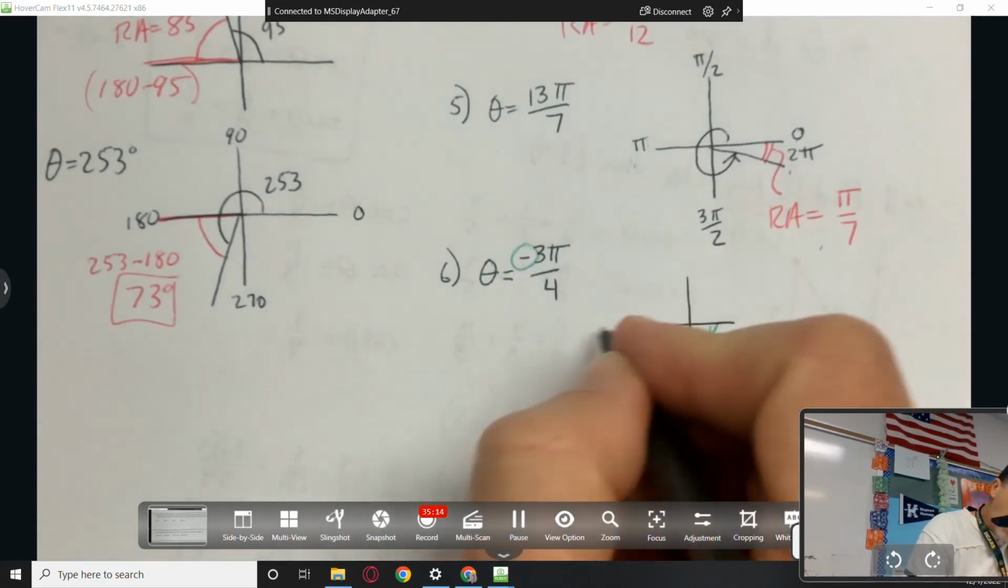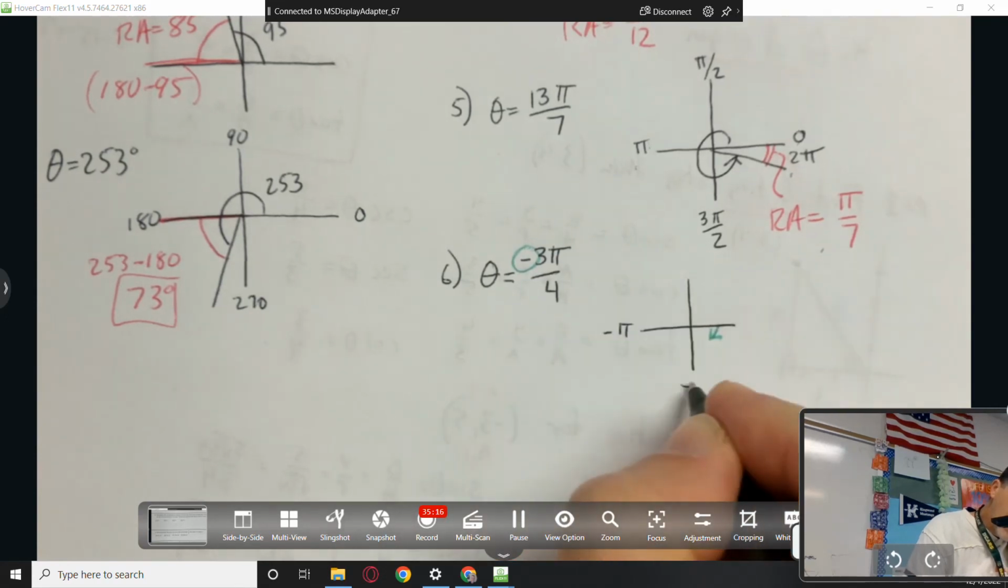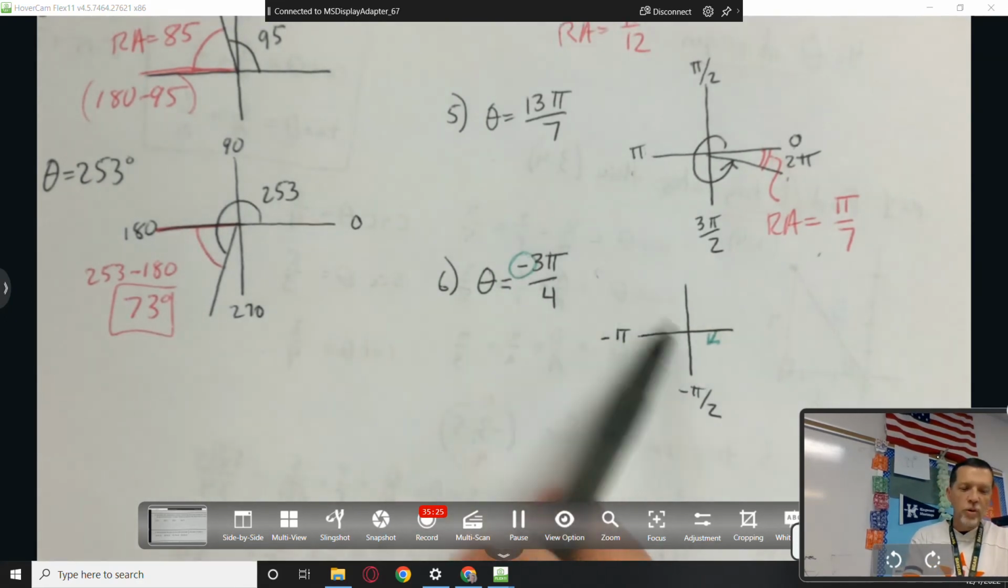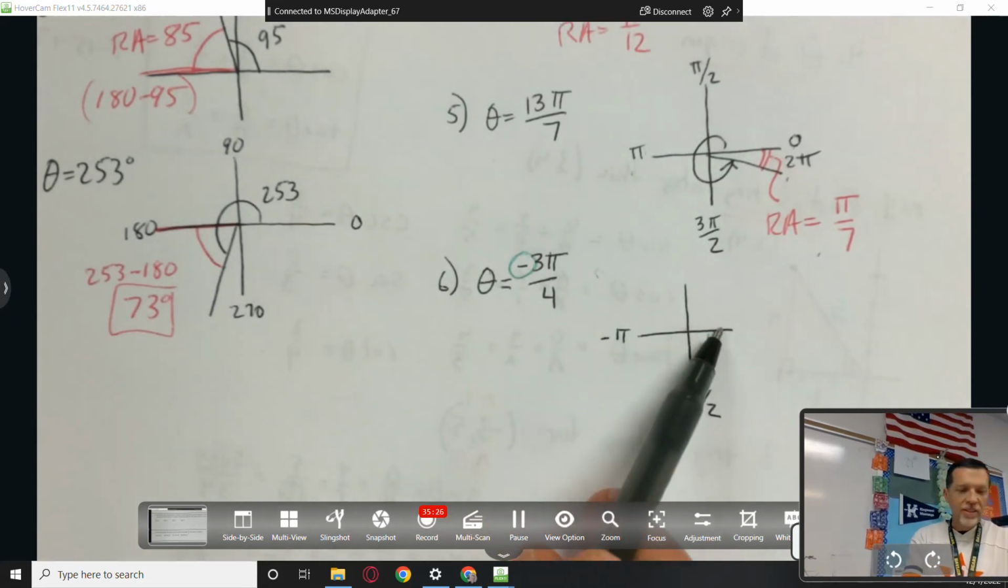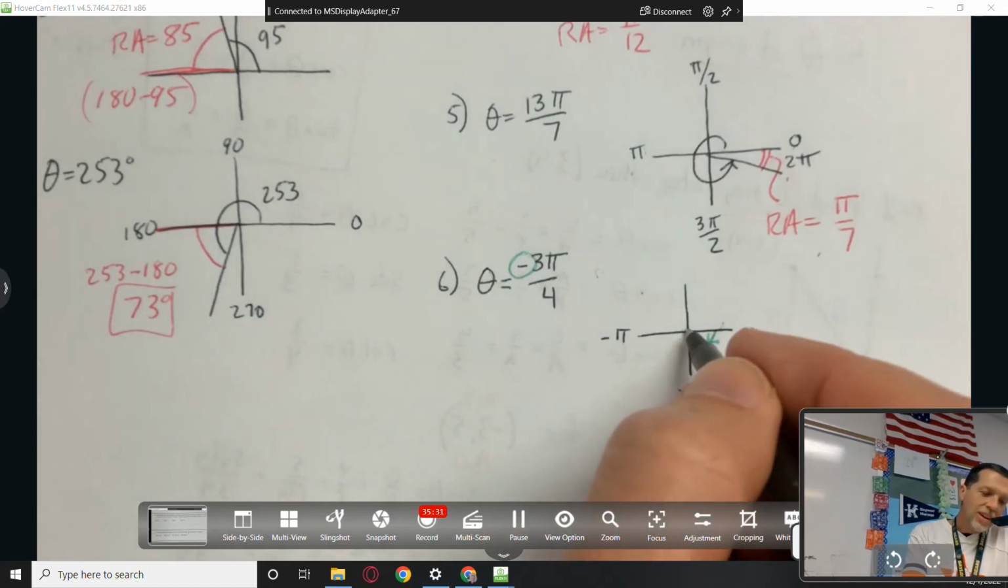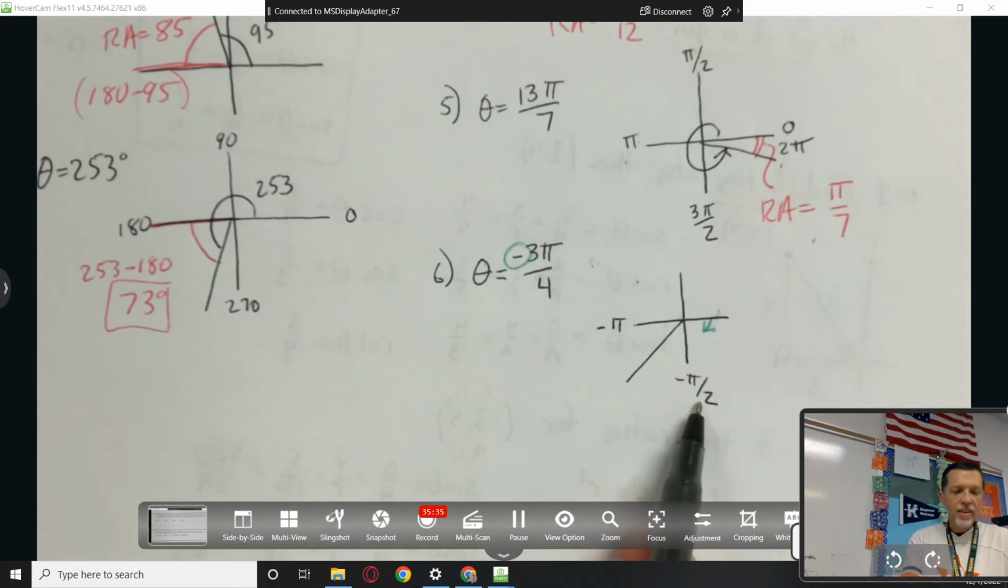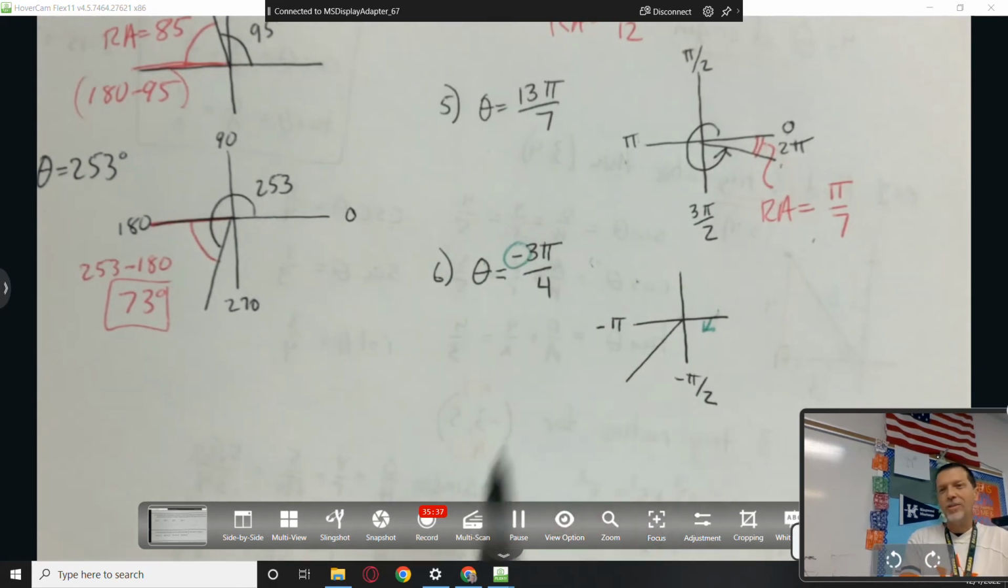So if I'm backing up, what quadrant will it land in? Do you know? Okay, be careful. 3 pi over 4 is in the second quadrant, but that's if we're going forward. If we're going backwards, it's going to land in the third because it's bigger than a half. Right? We're going backwards, so everything is just out of whack on this.